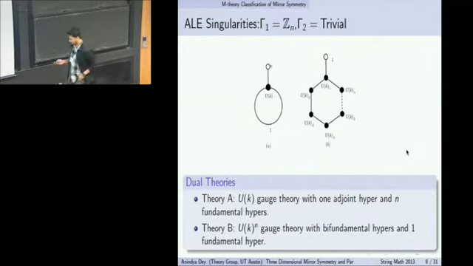So when one of the singularities is of A type and the other one is trivial, you have this kind of a quiver diagram where you have a U(K) gauge group with one adjoint and n fundamental hypers. On the other side, you have an A_{N-1} type quiver with one fundamental hyper. Now this is very well known. This is one of the examples that Jan de Boer and collaborators studied back in the days.